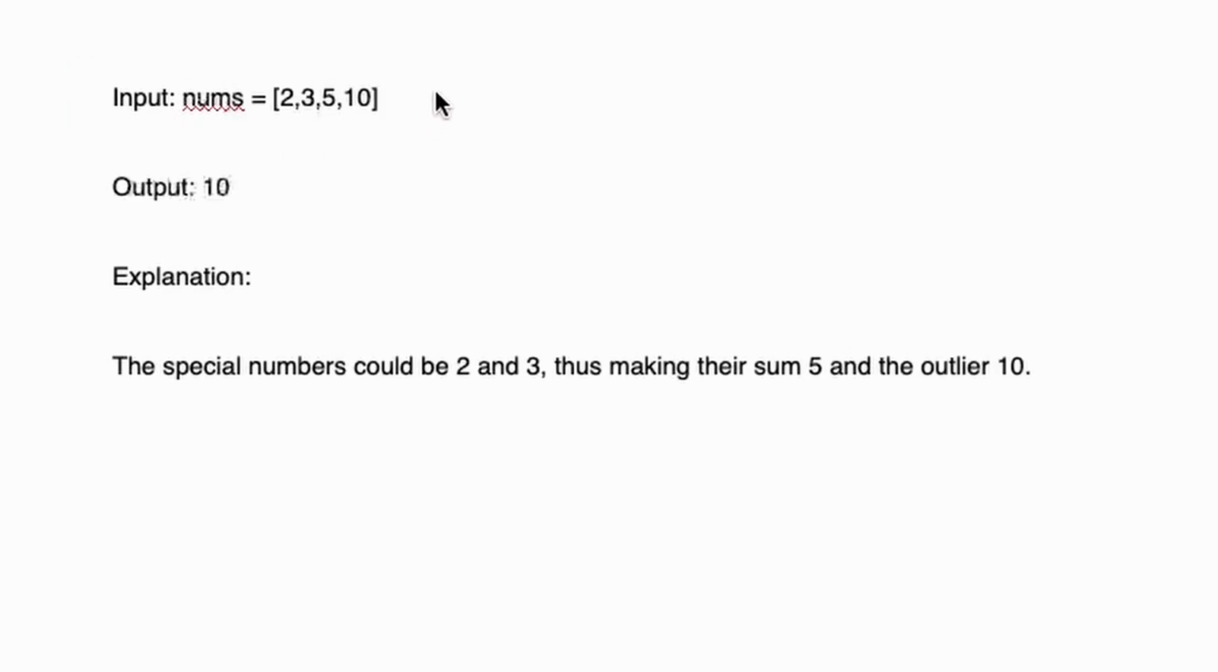So looking at this example, we see that our output is 10 because 10 is the largest and only outlier in this case. The explanation is that 2 and 3 are special numbers, so the sum of those is 5. We have another element equal to that sum here, this 5, and then 10 would be our outlier. So 2 and 3, special numbers. This is another number that's equal to the sum of our special numbers, and then 10 is the outlier.